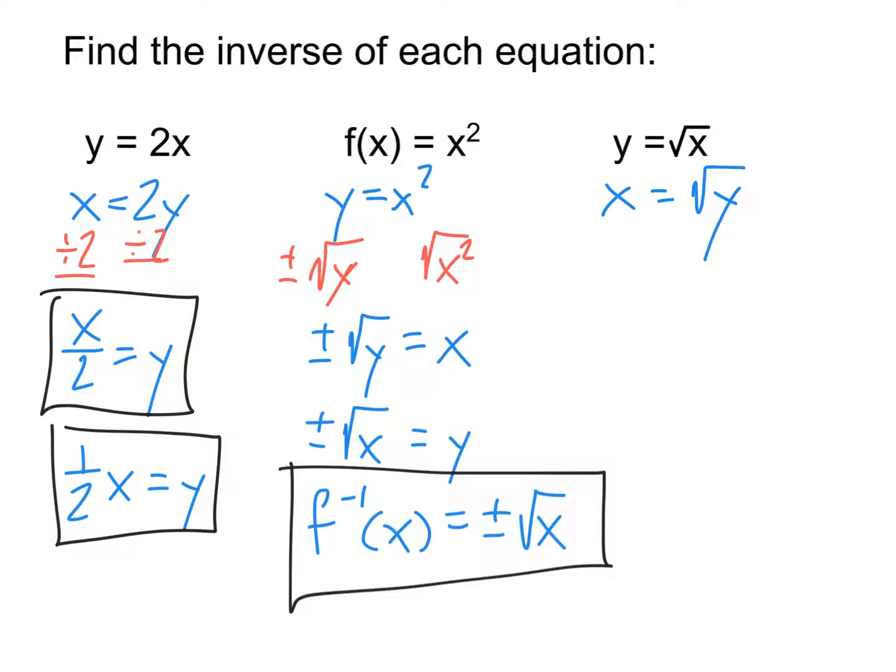Square. We square both sides. So I'm going to do x squared, and I'm going to do the square root of y squared. So that gives me x squared equals y. And then that's our final equation for this one.